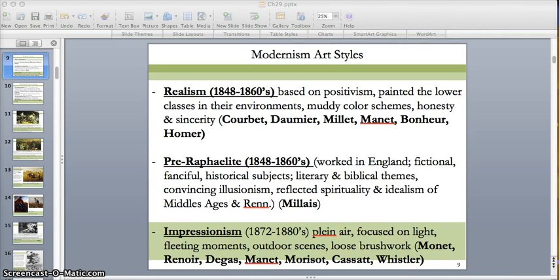It's based on this theory of positivism. The realists painted the lower classes in their environments, doing everyday things, a lot of times toiling in the field or doing backbreaking work that nobody else wants to do. Lots of muddy color schemes, lots of monochromatic color schemes, and just really concerned with this idea of honesty and sincerity in their painting. And then I have a couple listed for you.